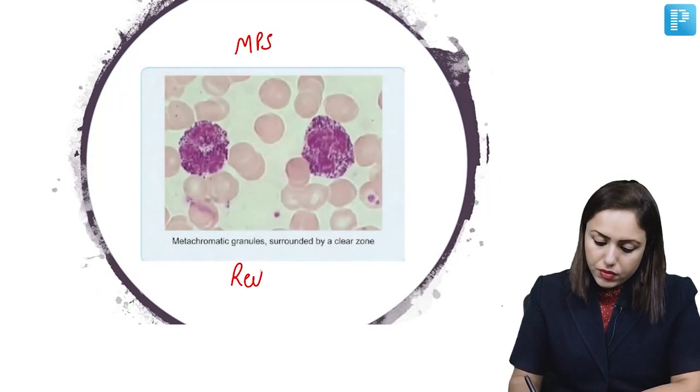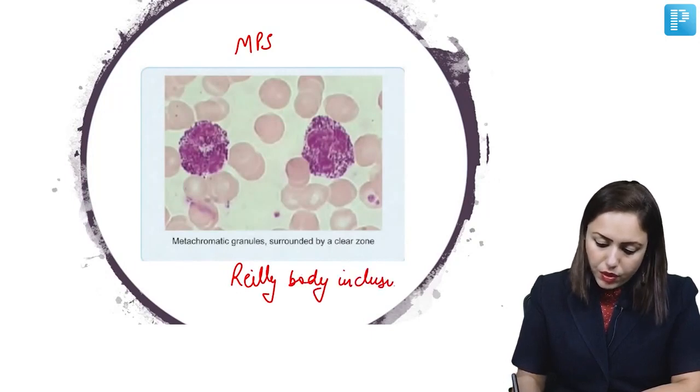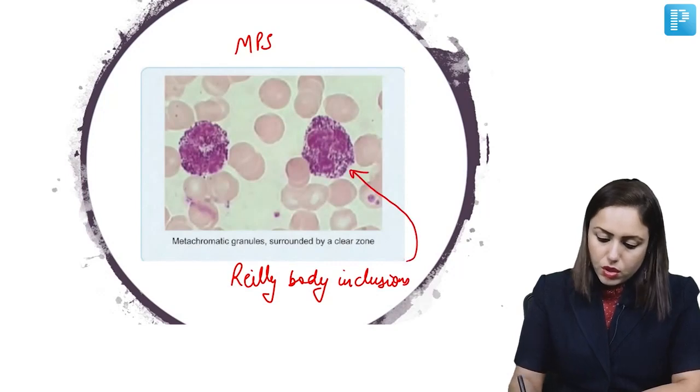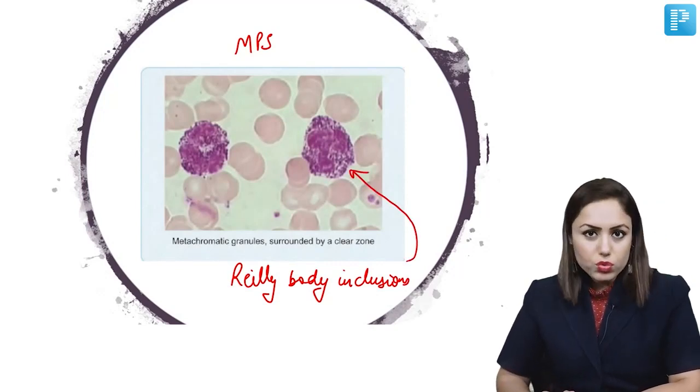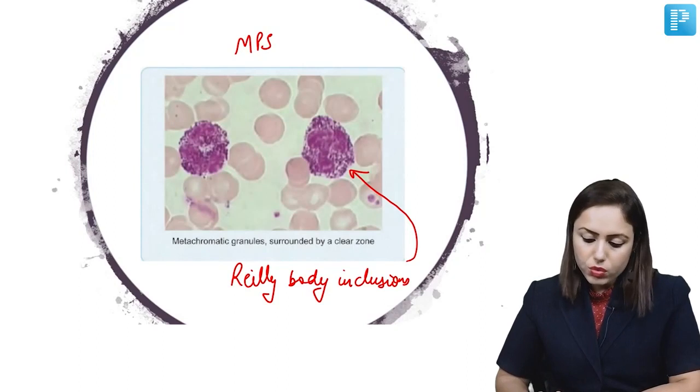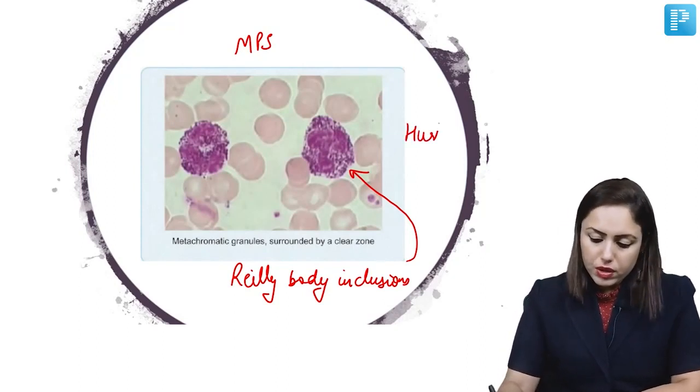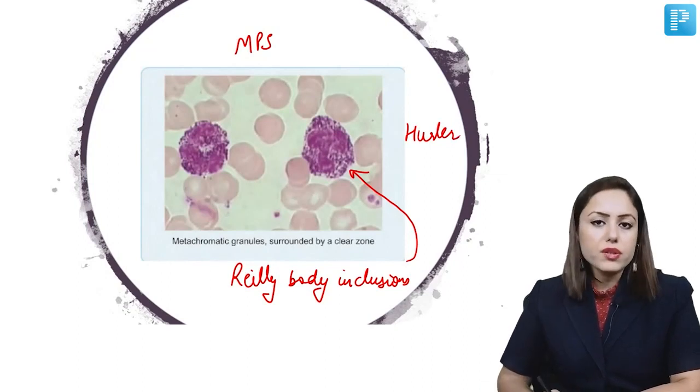Then in mucopolysaccharidosis, we have Reilly body inclusions. Reilly body inclusions are large coarse purple granules in neutrophils, right? So mainly they are found in type 1, that is Hurler disease.